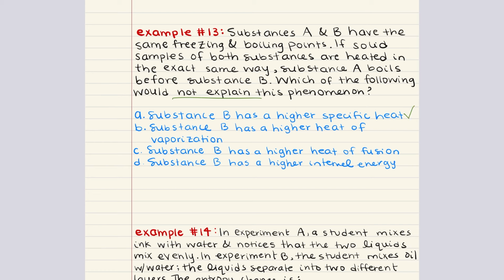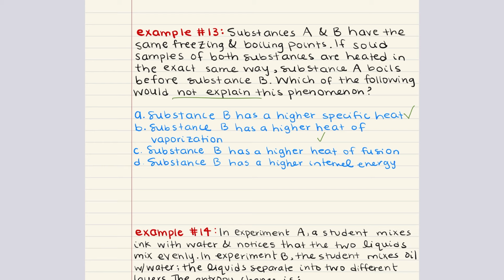Option B says substance B has a higher heat of vaporization. Now, a higher heat of vaporization means it requires more energy to convert substance B from liquid to gas once it reaches the boiling point. This would delay the boiling process for substance B, allowing substance A to boil first. This also could explain the phenomenon, so it is not the correct answer for this question.